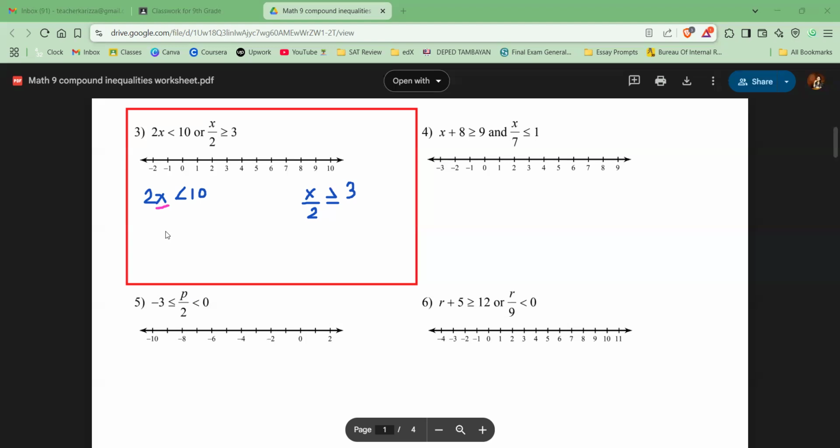So if you divide both sides by 2, what do you get? You get x, 10 over x? Or, yeah, this is over 2. Divide by 2. Divide by 2. Oh, it's 5. X is less than 5. This is the first answer.